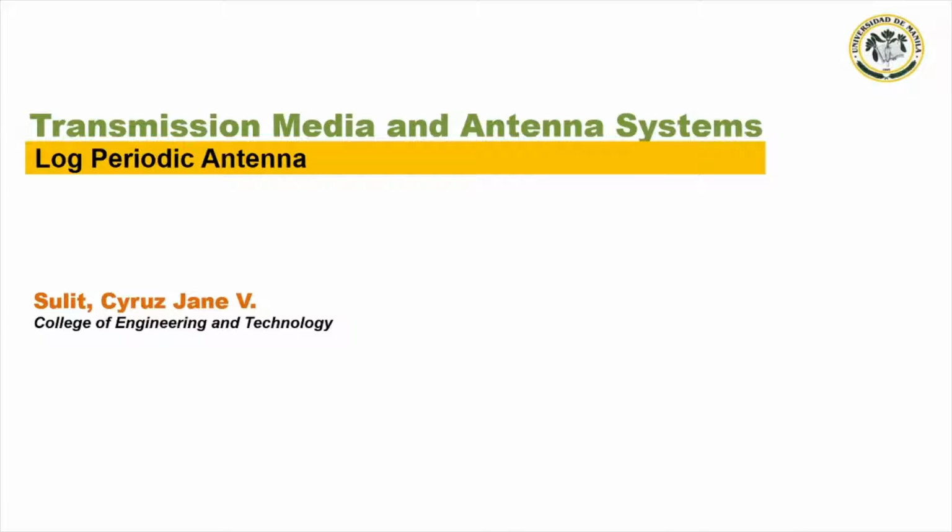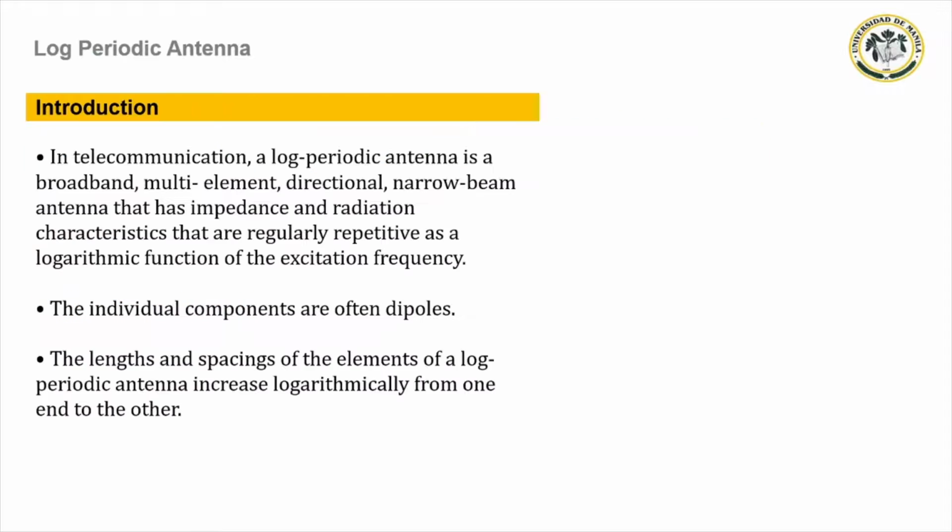I am going to discuss the log periodic antenna. For the introduction, in telecommunication, a log periodic antenna is a broadband, multi-element, directional, narrow beam antenna that has impedance and radiation characteristics that are regularly repetitive as a logarithmic function of the excitation frequency. The individual components are often dipoles. The length and spacings of the elements of a log periodic antenna increase logarithmically from one end to another.